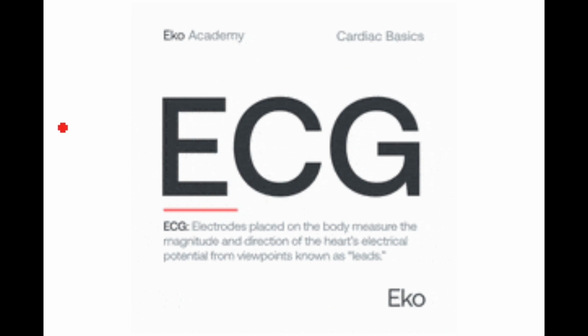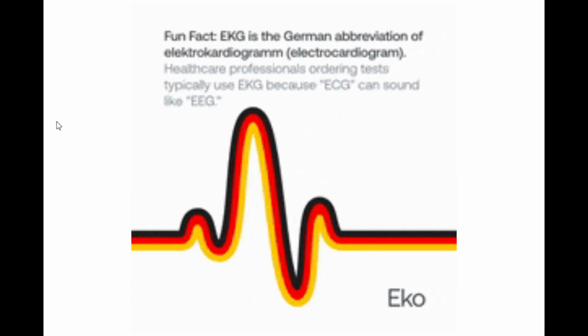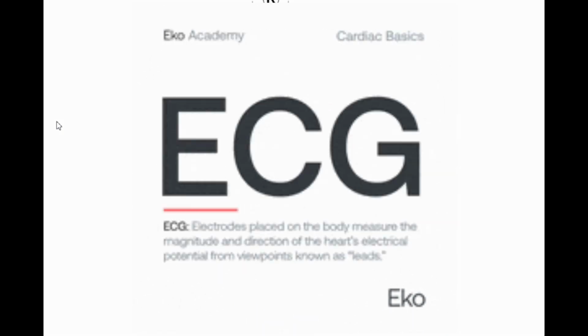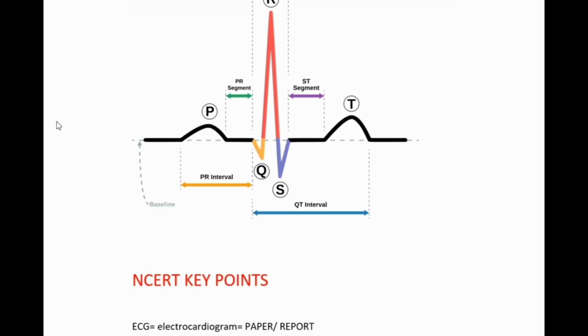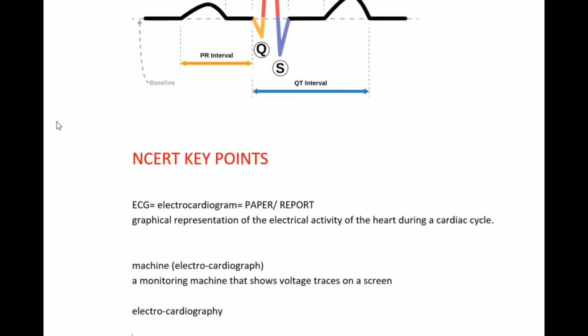So this is how a typical ECG looks. Here you can see waves: P wave, QRS complex, T wave. You can see segments, which are straight lines, and you can also see intervals, which are nothing but waves plus the segments. So let's start by focusing on the key points of NCERT.